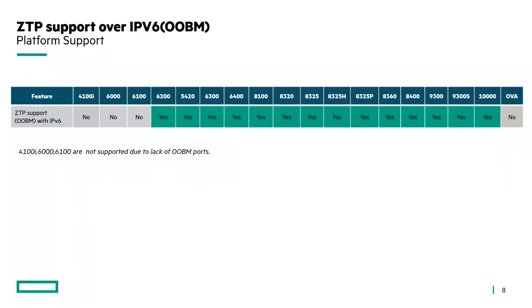So with that, let's also talk about the platform support. Here are the supported platforms for ZTP on OOBM with IPv6. We don't have support for 4100i, 6000 and 6100 due to the lack of OOBM ports.